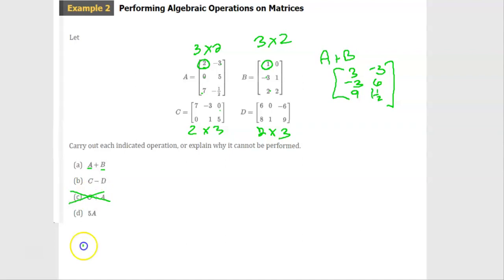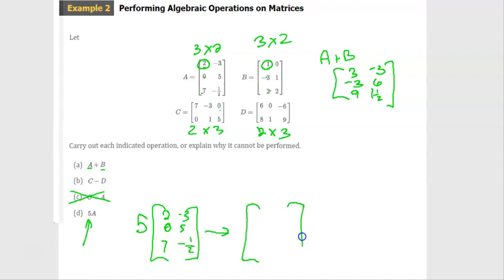And then 5 times A, this is the illustration I was talking about. You're basically taking A and multiplying each entry. It literally looks like this: here's 5, and there's A, with 2, 0, 7, negative 3, 5, negative 1/2. You multiply each entry on the inside by 5. That would be 10, 0, 35, negative 15, 25, and then negative 5/2. So again, that's 5 times A.